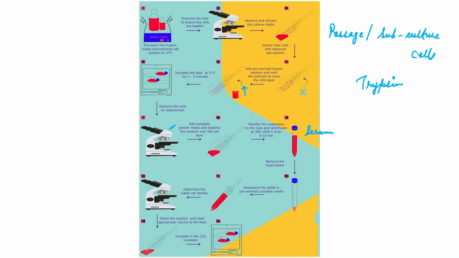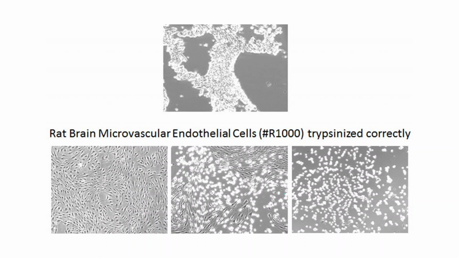And after that, once we know the amount of cells that we have, we can culture those cells again. So this is what trypsin is used for. These are the cells before trypsinization, and this is the condition of the cells after trypsin has been put in for some time, and these are the properly, correctly trypsinized cells. This is how it looks under the microscope.